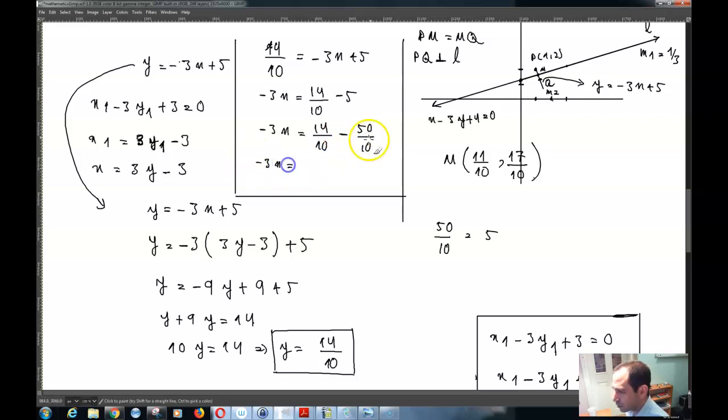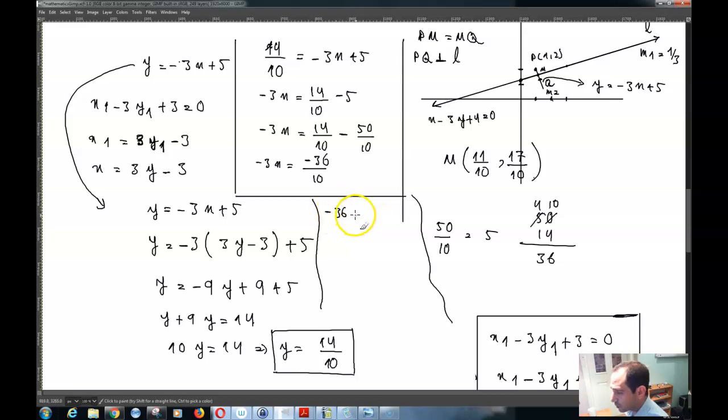So negative 3x is equal to 14 minus 50 over 10. I have to do this very slowly because my mind is a little bit tired right now. 50 minus 14 is 36, so that's negative 36 tenths. Or I can cross multiply: negative 36 is equal to negative 30x. And so I can cancel these two out and divide.